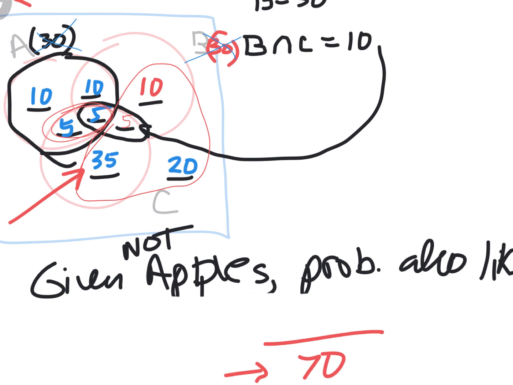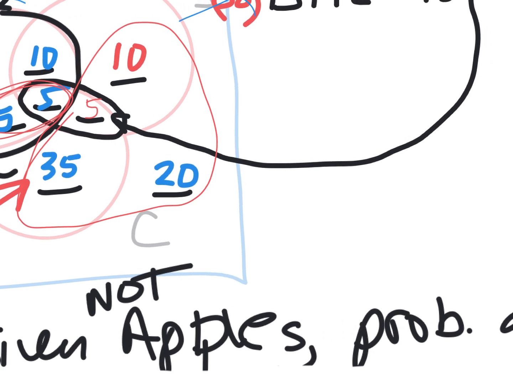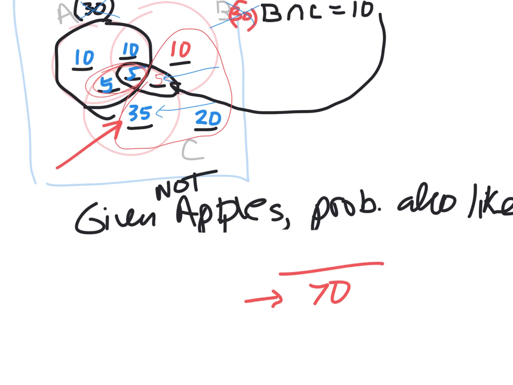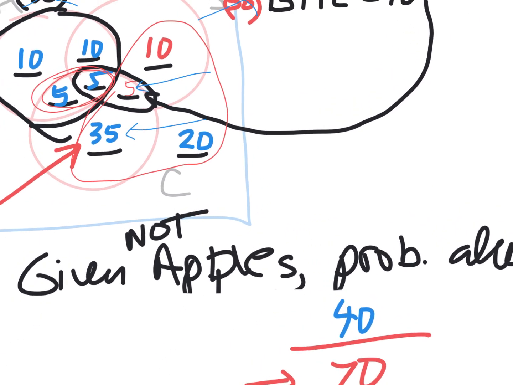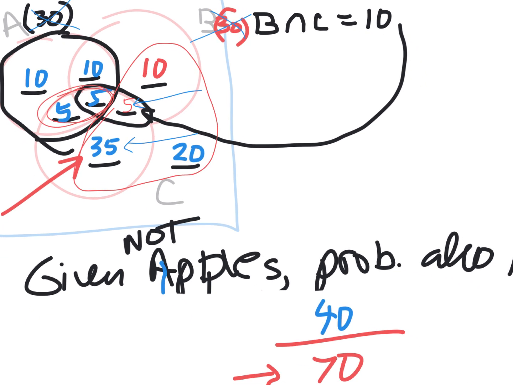Then, what I want can only come from the ones I circled. So, of the ones I circled, which ones like carrots? Do these like carrots? Yeah, they're in the carrot circle. Do these like carrots? Yeah, they're in the carrot circle. So, those two together would make 40. Process that. Final answer was 40 out of 70. How many of you would have had that one right? All right, that's still a fair number of you.